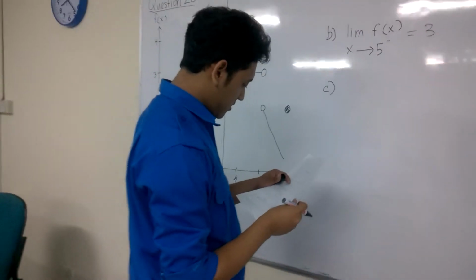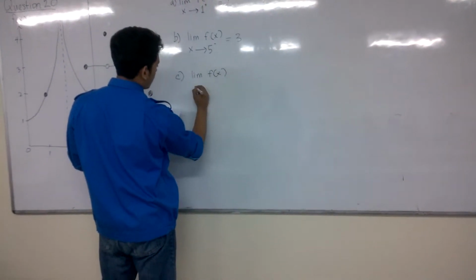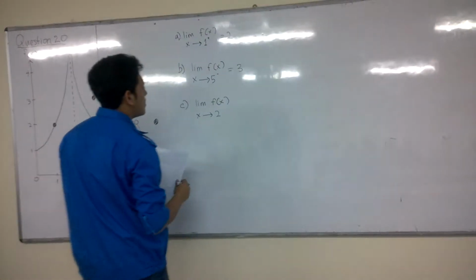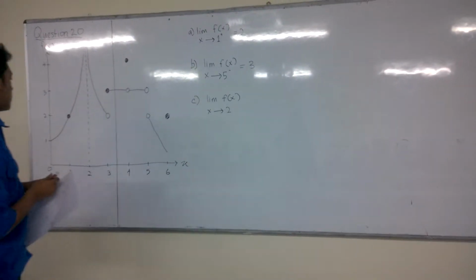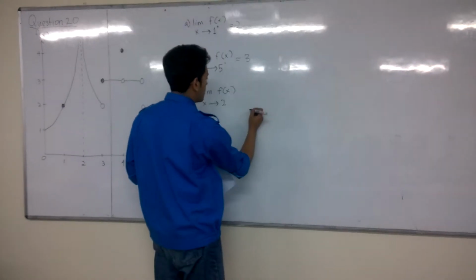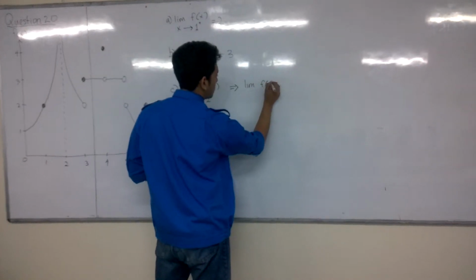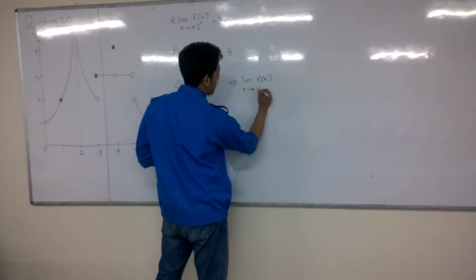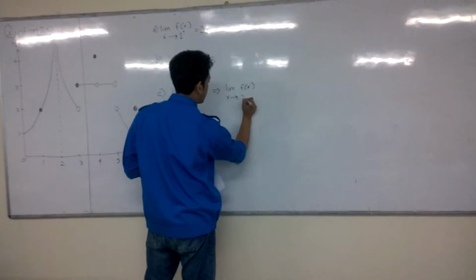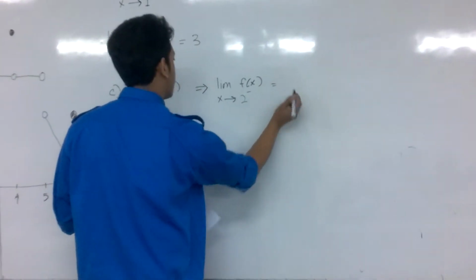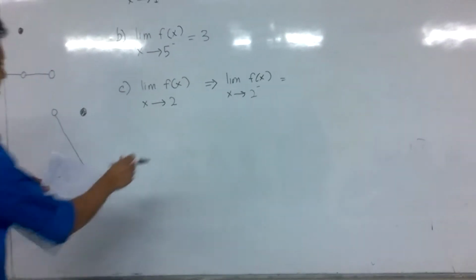Next question. Find the limit of f(x) as x approaches the value of 2. So this means that the limit of x comes from 2 directions. First, let's do from the left. So 4 negative, and we get, sorry, it is 4. Sorry.